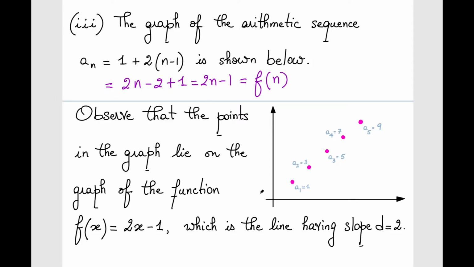Make sense? So what I'm saying is that all these points belong to the graph of this function f(x), which is a line, right? And having slope 2, and 2 happens to be that d, the common difference. Make sense? Okay.